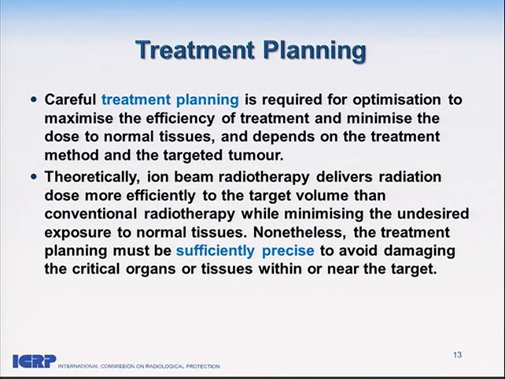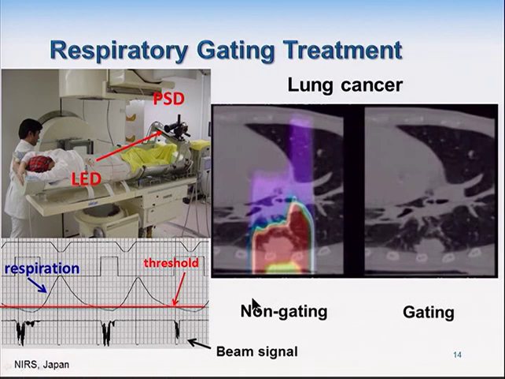So in the treatment process, careful treatment planning is required for optimization to maximize the efficiency of treatment and minimize the dose to normal tissue. This is a key point. And theoretically, ion beam radiotherapy delivers radiation dose more efficiently to the target volume. But nevertheless, the treatment planning must be sufficiently precise to avoid damaging the critical organs or tissues near the target.